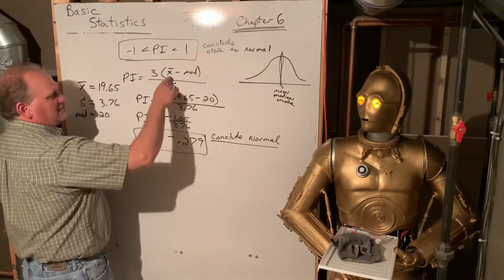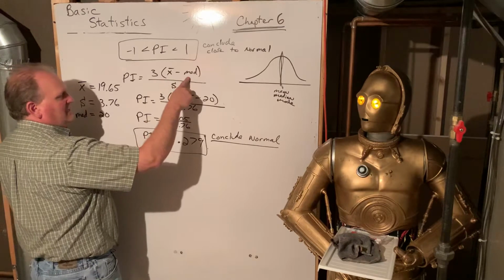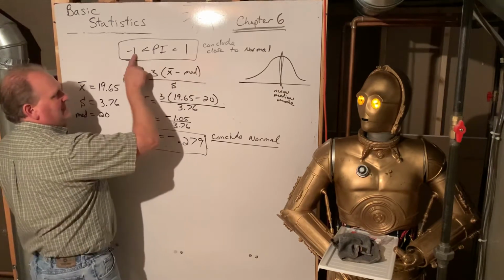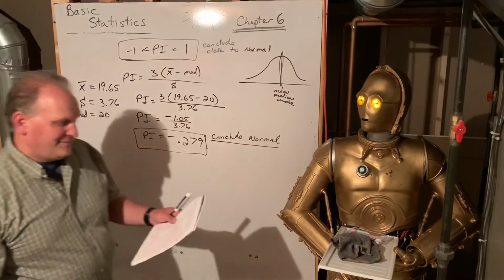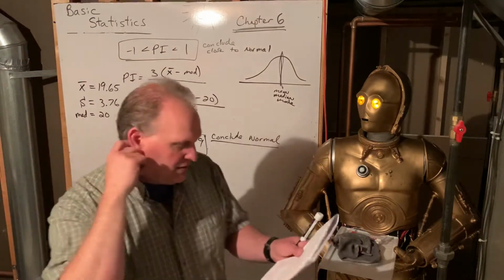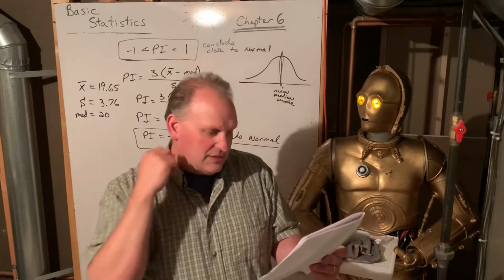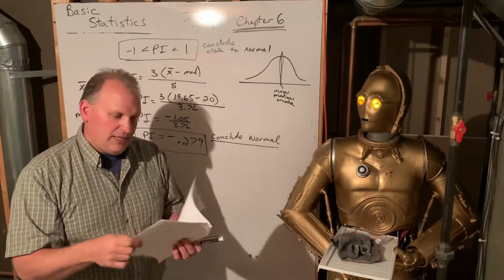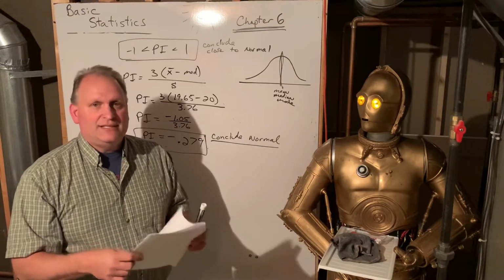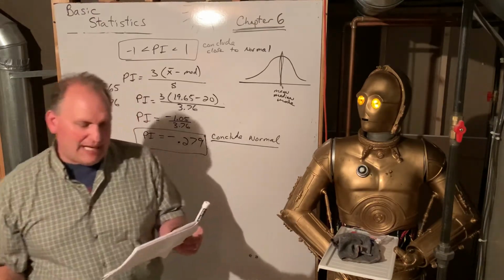This particular text has always the mean minus the median, triple it, and then divide by s, and then they put it from -1 to 1. And so just in case you're out there using a different book or something, and you see it where it's always between 0 and 1, that just means they had you fix it so it was always positive.